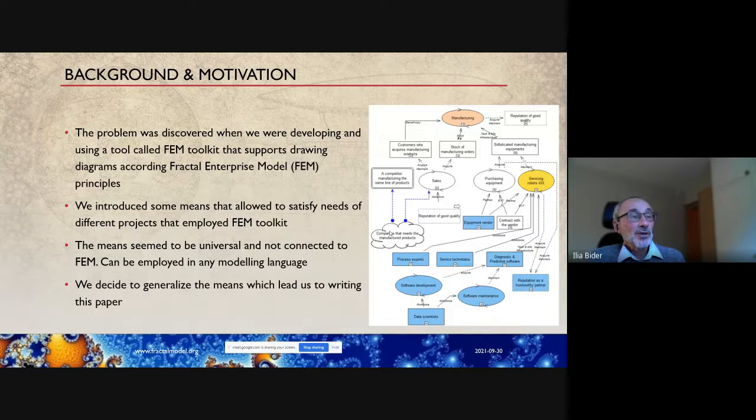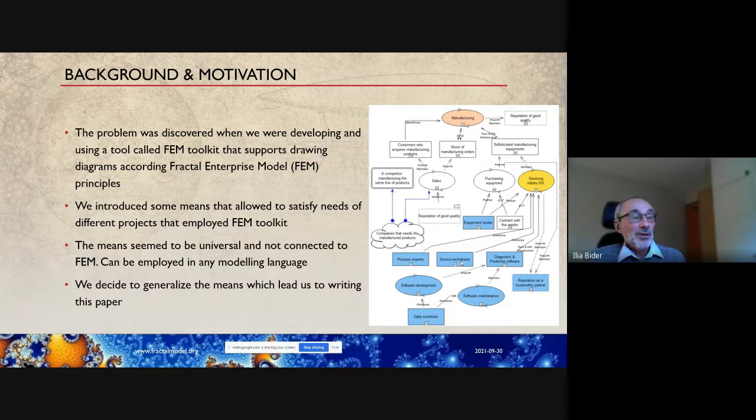This problem was discovered in specific settings. We were developing a tool for building diagrams according to the ideas of the fractal enterprise model. We have a picture of it. I will go through it in a demo, so you don't need to understand it right now. And to solve the problem in this toolkit, we implemented some means and programmed it.